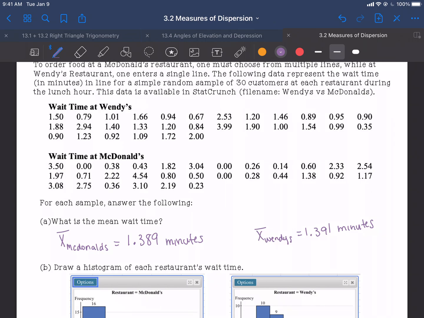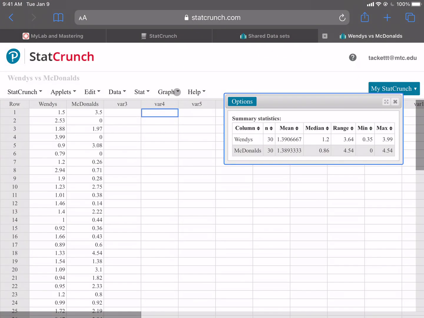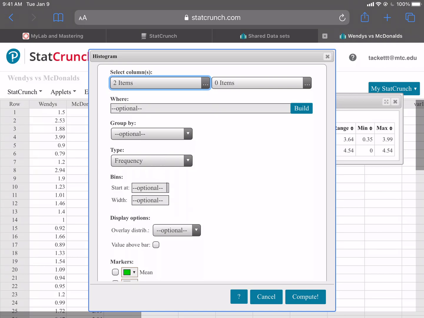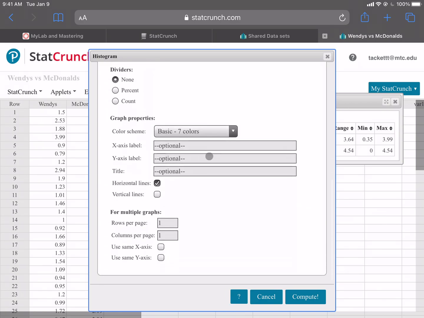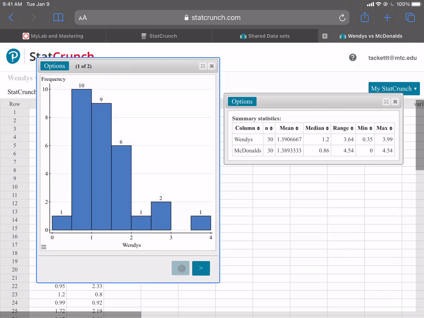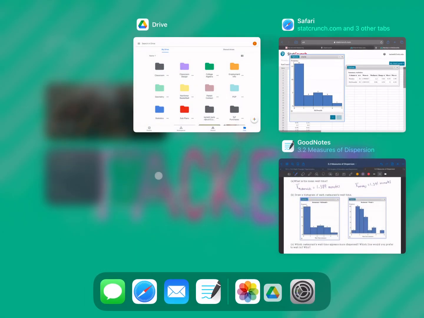Okay, so part B, draw a histogram of each restaurant's wait time. So I did this in StatCrunch. I just went ahead and threw it on here, but I will show you. We're going to go to Graph, Histogram. I don't know if I can do both at the same time or not. Frequency. Let's see if it does. It does. Okay, go back and forth. So here we have Wendy's with the frequency and McDonald's with its frequency. So we can see those two different histograms, and I have them on mine here.